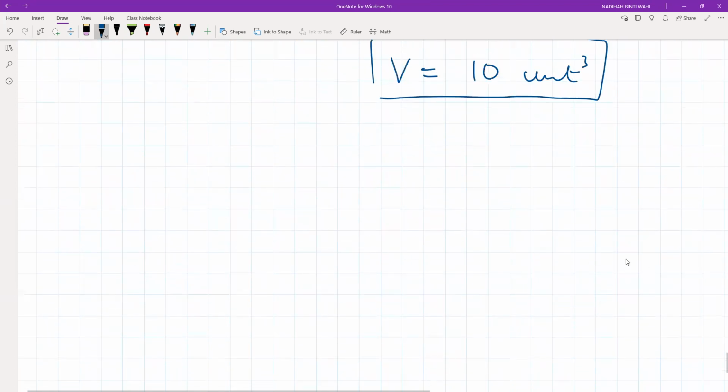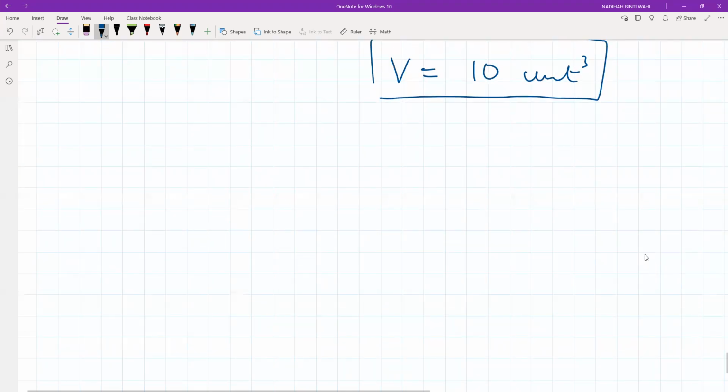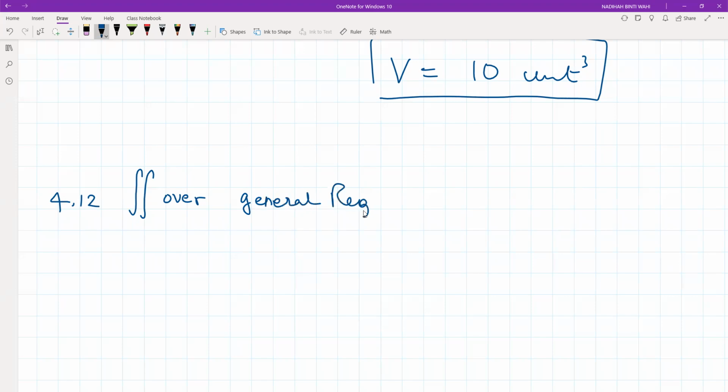Okay, ada persoalan setakat ni? Okay, kalau tak ada, I just want to introduce the second part of this, or let's say 4.1.1.2, double integration over general region.